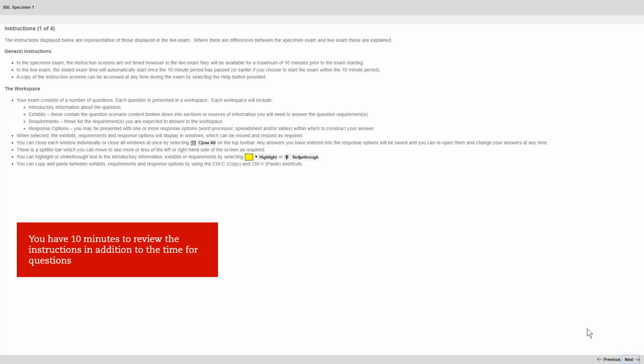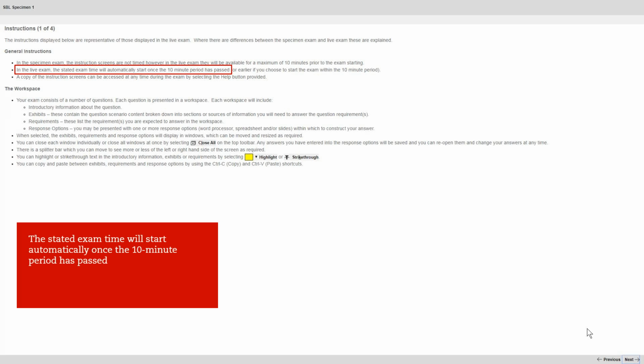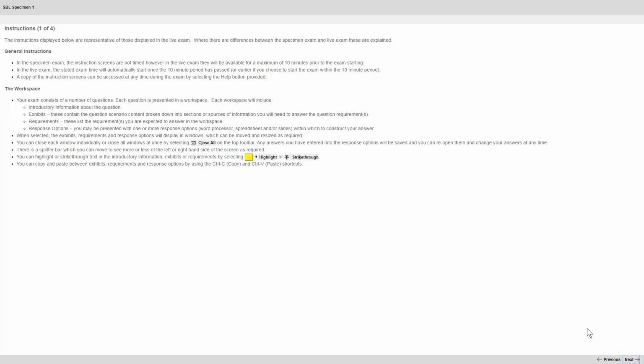In the live exam, you'll have 10 minutes to review the instructions. These are in addition to the time you'll have for the questions. Here it says that the stated exam time will start automatically once the 10-minute period has passed. So, it's vital you're familiar with the instructions before the day of the exam. The rest of the key information on this screen is covered elsewhere, so let's select Next again.